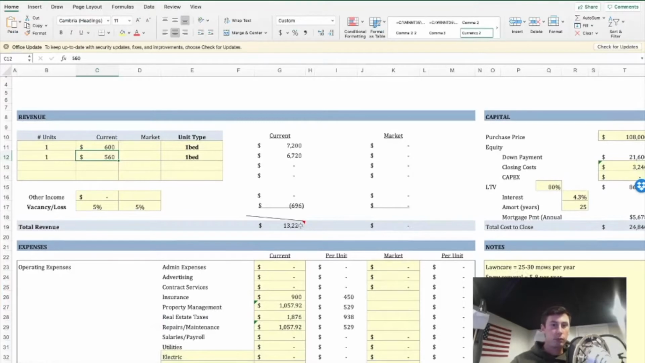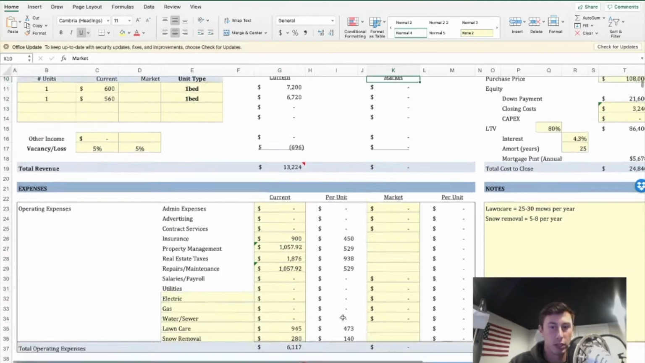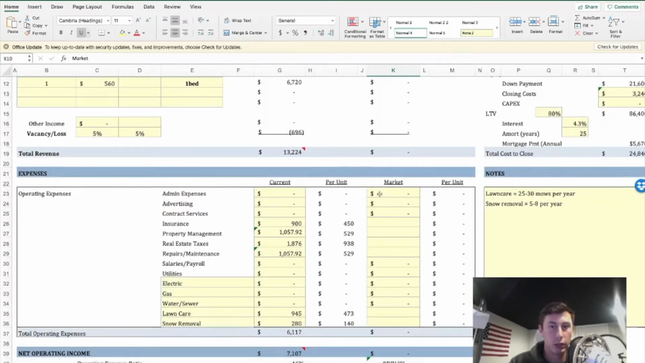And you guys have maybe seen me use this calculator before. It's not mine. It's just one that someone sent me. And really think of it, it's analyzing the current numbers, and then the market numbers are what you think it should be. So think of this spreadsheet kind of split down the middle here, current and market.